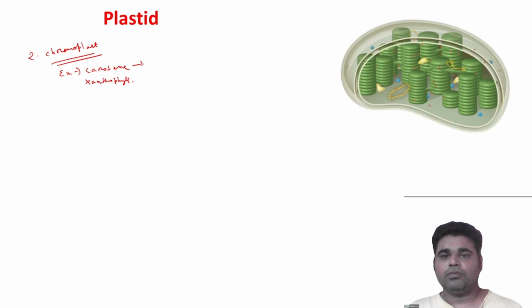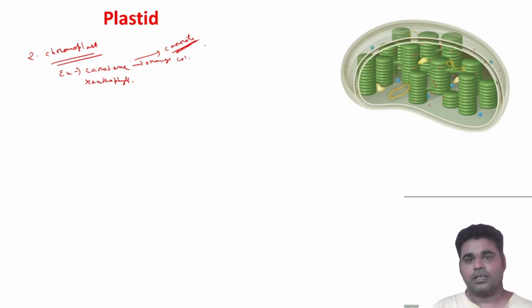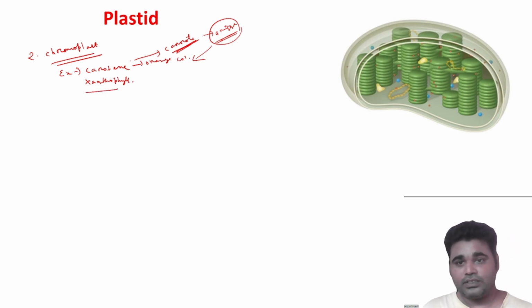The carotene provides the orange color, and the carotene is present in the carrot. That's why the name is carotene, and it comes from the carrot. Actually, the color of the carrot is also orange, and this orange color of the carrot is due to the carotene, because the carotene is the chromoplast which provides the color. Like that, the xanthophyll is the yellow color.